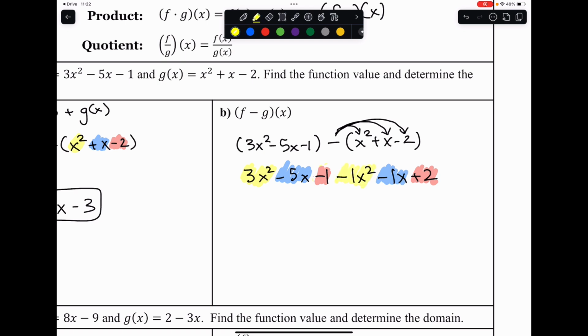Let me just finish highlighting. There we go. And now we can combine our like terms. So our like terms are going to be, again, the red ones and the yellow ones, and from left to right, this is 3. Ignore all of this. Minus 1. So 3 minus 1, that's 2.